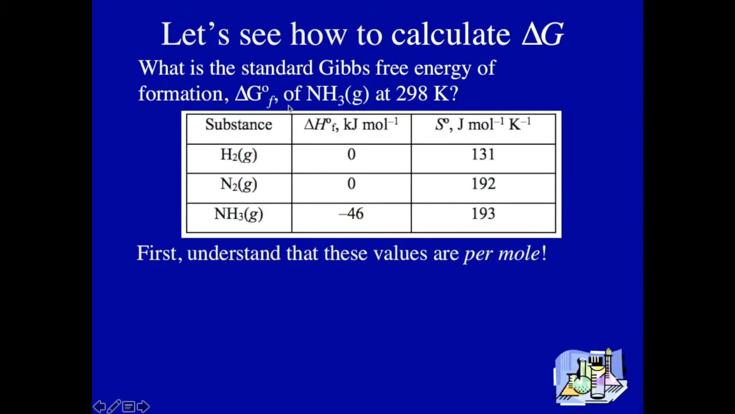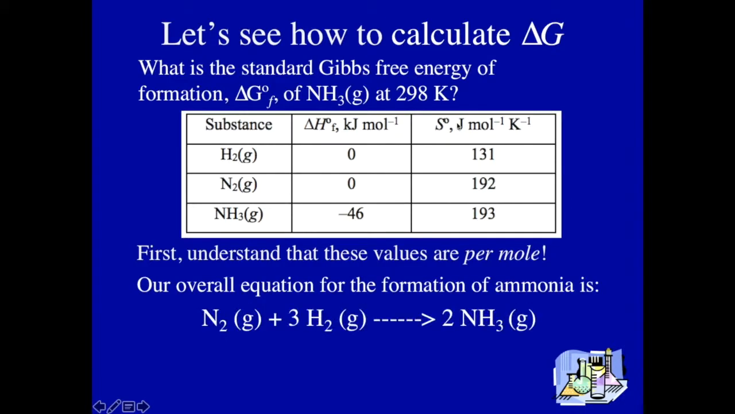So I'm taking hydrogen and nitrogen, 3 moles of hydrogen, 1 mole of nitrogen, putting it together to form ammonia. Is this a spontaneous process? Well, my Gibbs free energy would tell me. So I have to plug in these values, keeping in mind that all of these are per mole. I have 1 mole of nitrogen, 3 moles of hydrogen, 2 moles of ammonia.